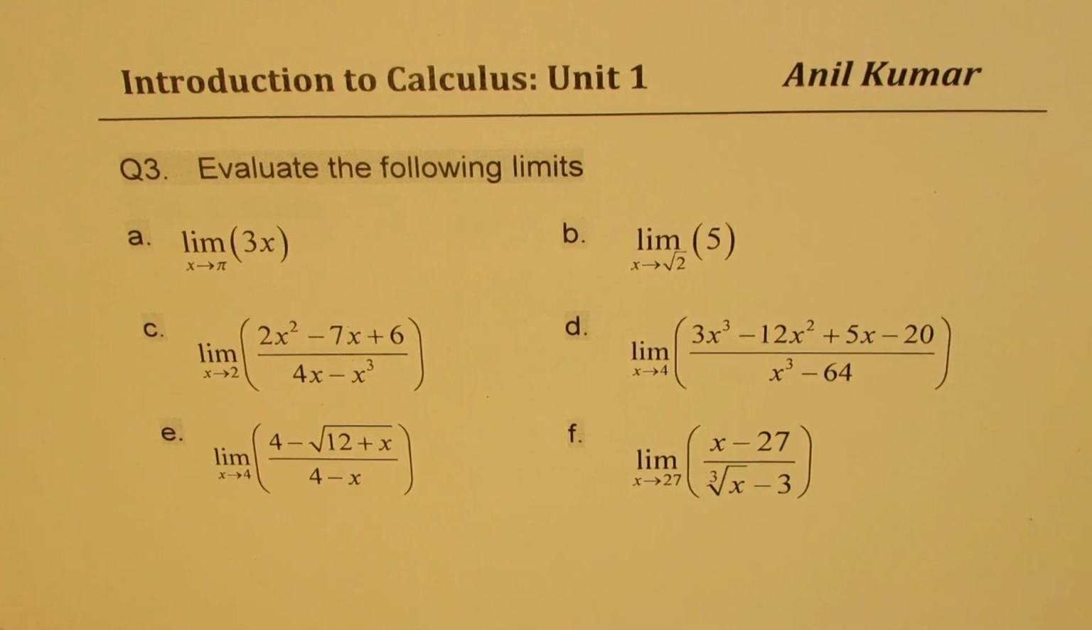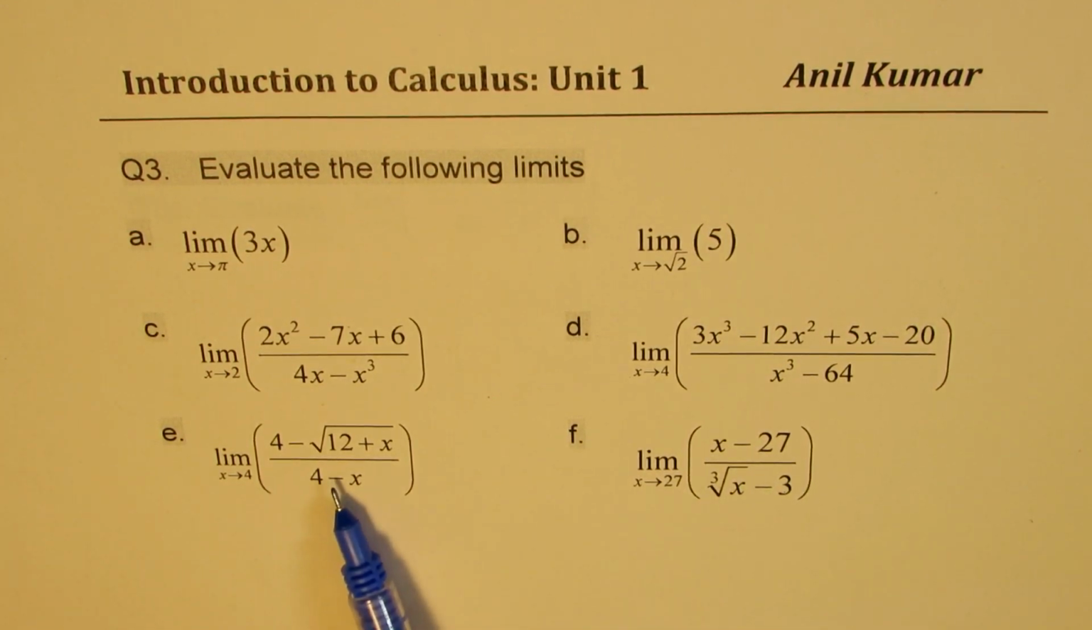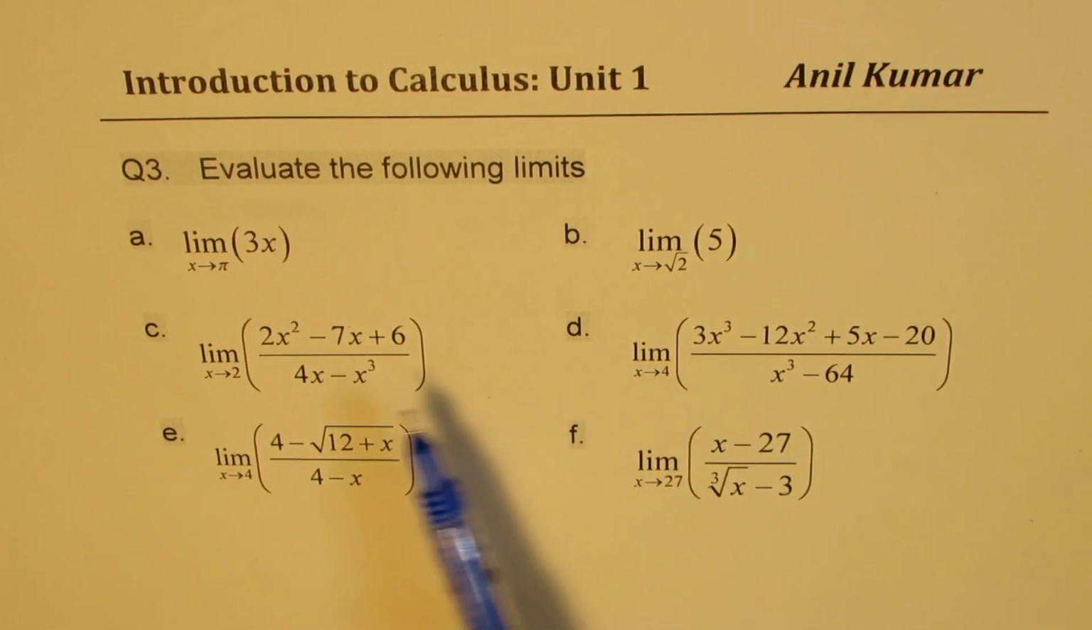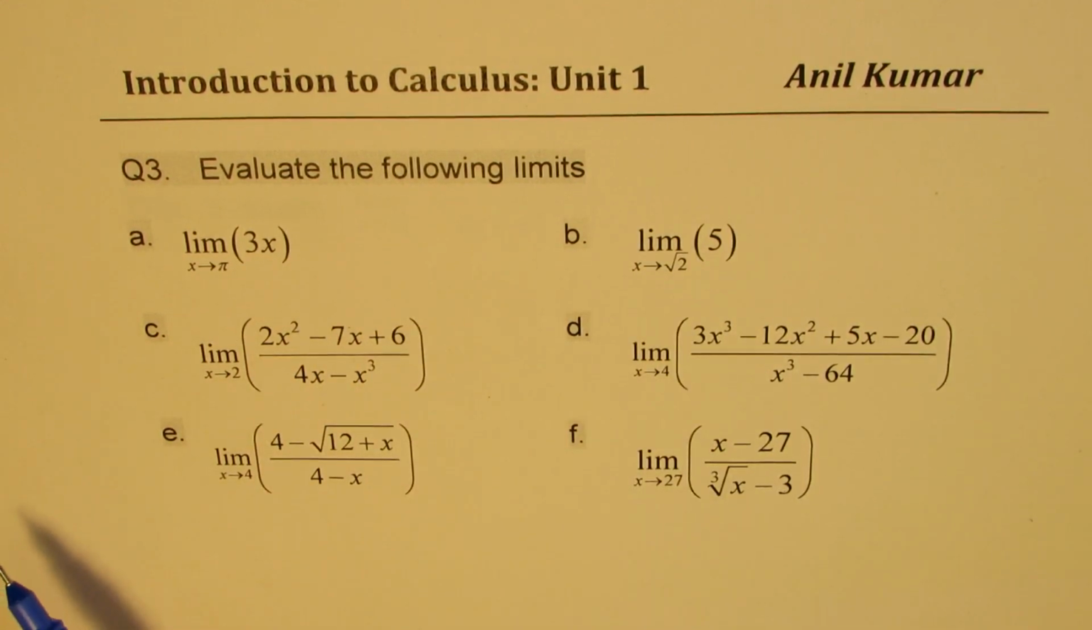So we're going to use different concepts learned as we go through these 6 questions based on limits, right? So here we'll use substitution, in this case rationalization. In these 2 cases we'll factor and simplify, and first 2 are straightforward, correct?